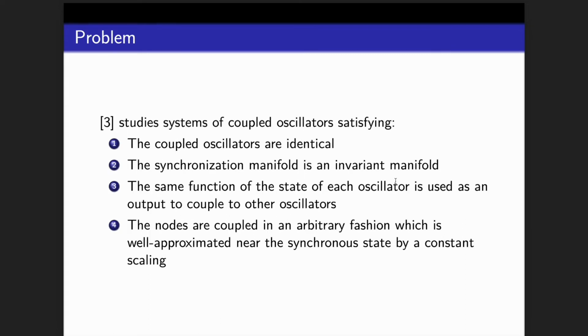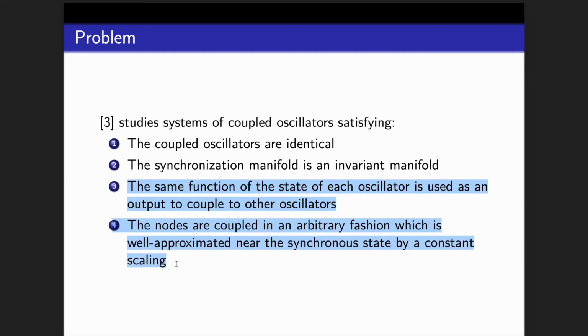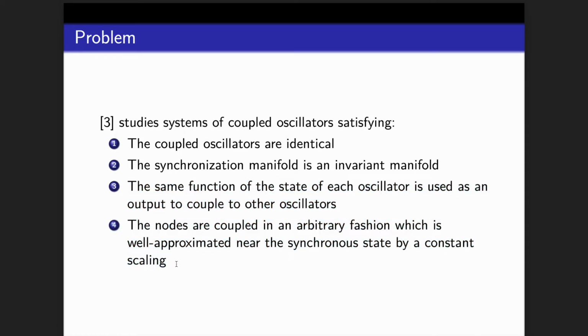In this paper, the authors developed what's called the master stability function to analyze coupling configurations. So we're going to get into what that means. This study makes the following assumptions about the systems it's considering. First, the coupled oscillators are identical. If they weren't coupled, they would proceed the same way. Second, the synchronization manifold is an invariant manifold. This means if you start on it, you remain on it. And third, the same function. Three and four we're going to get into as we go through the formulation.